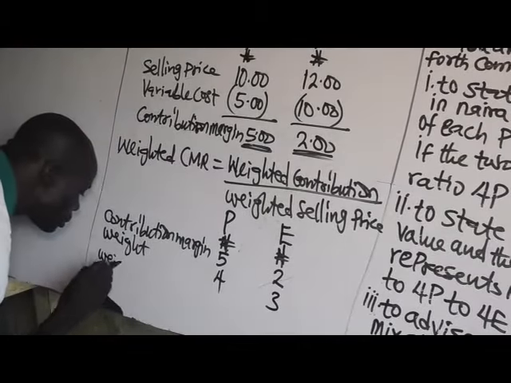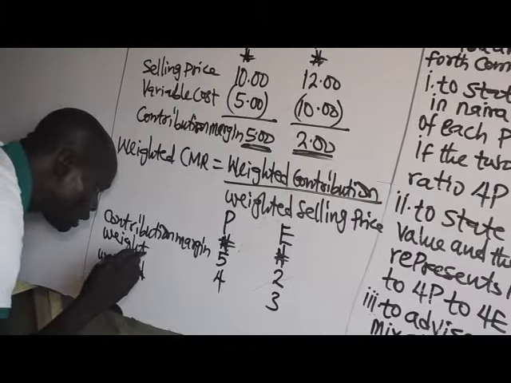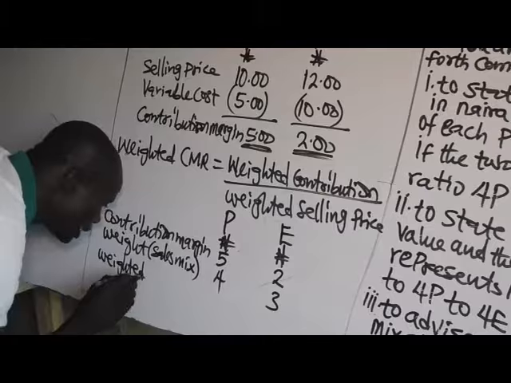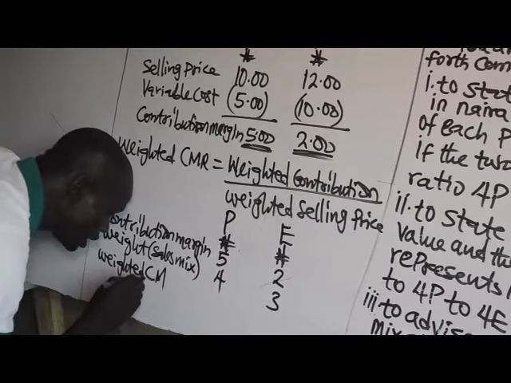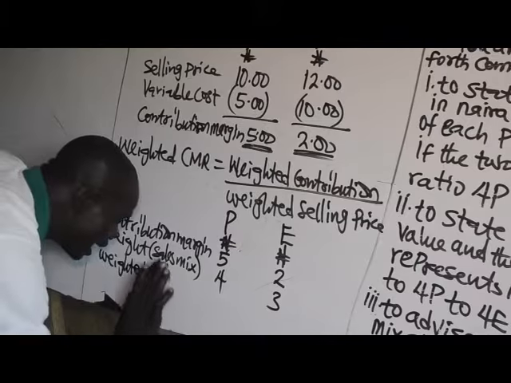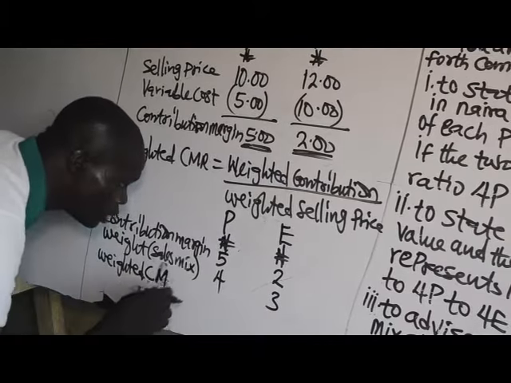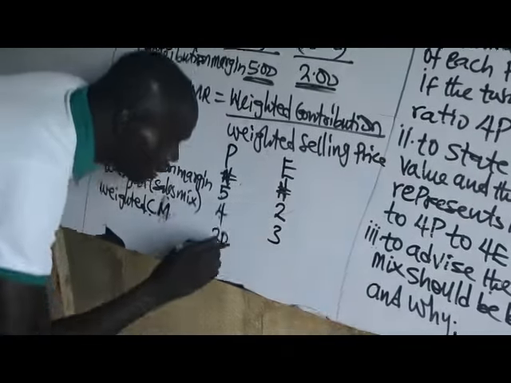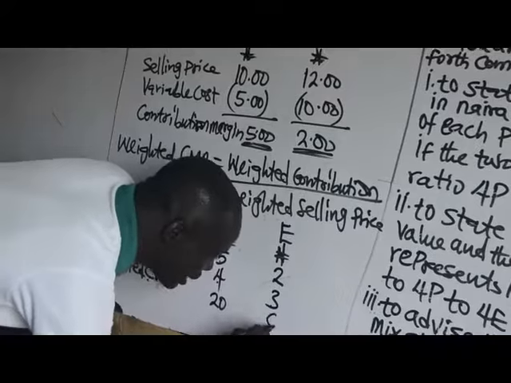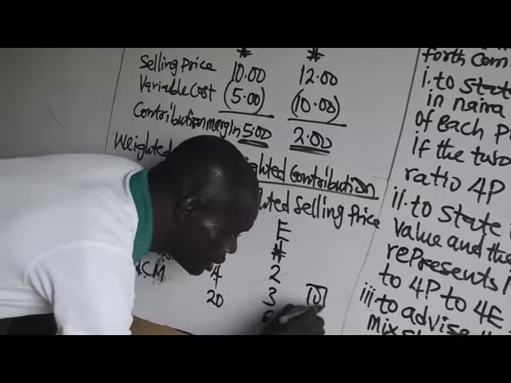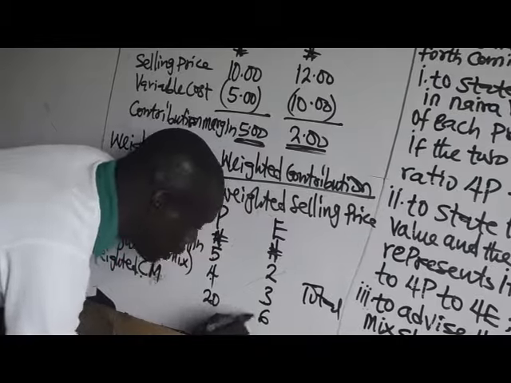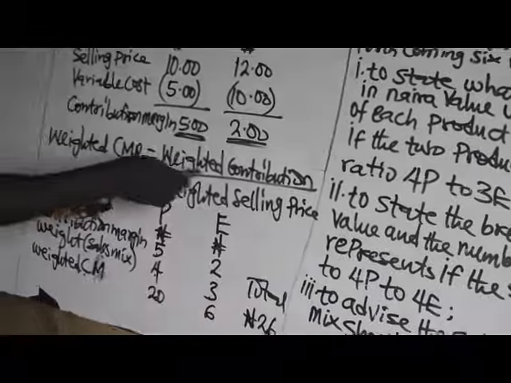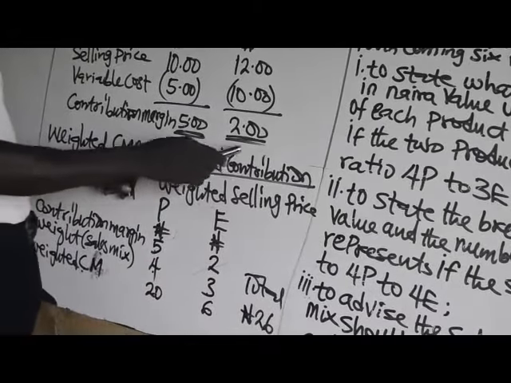I've told you that your weight is the same as your sales mix. Weighted contribution margin, CM is contribution margin. So you have 5 times 4, that will be 20. 2 times 3, that will be 6. Total is 20 plus 6, that gives us 26 Naira. That means you've got the numerator, the weighted contribution margin.